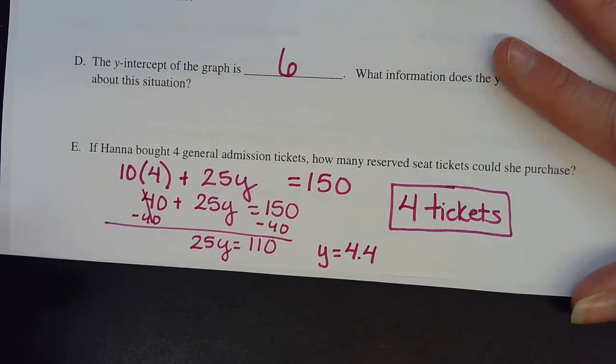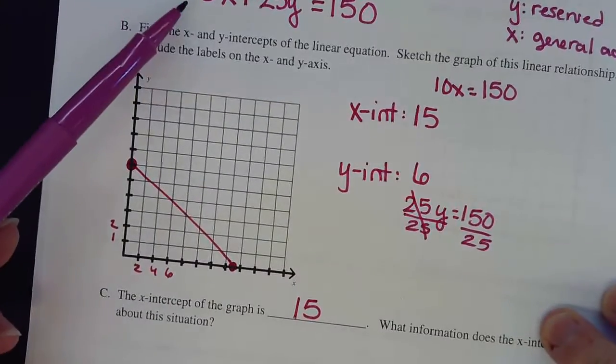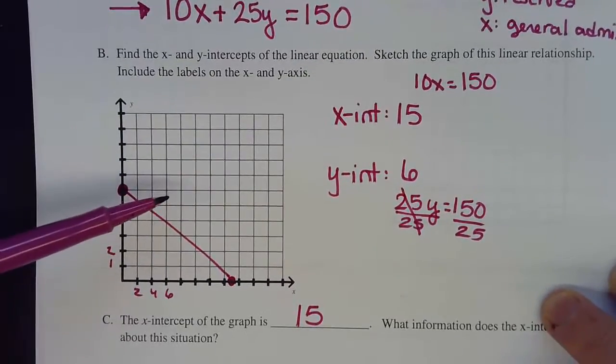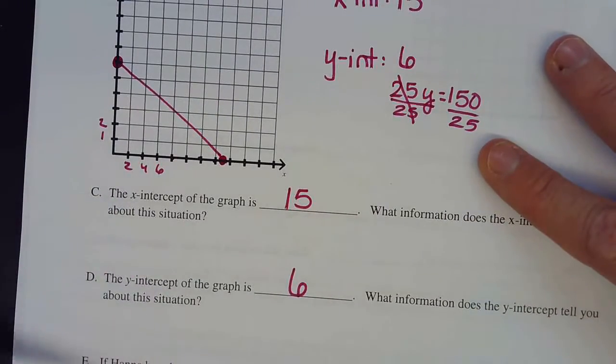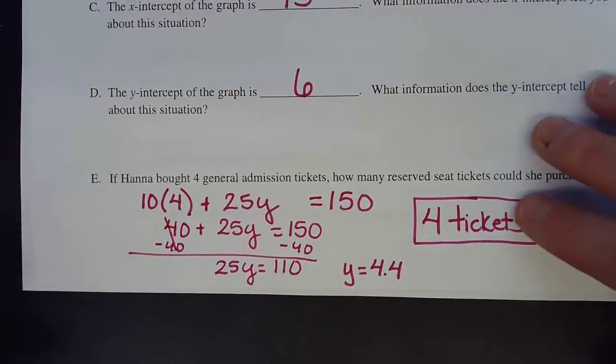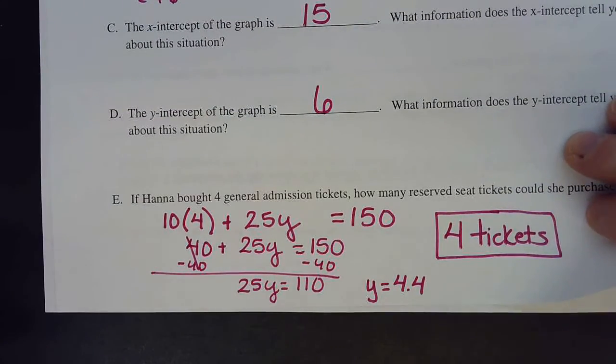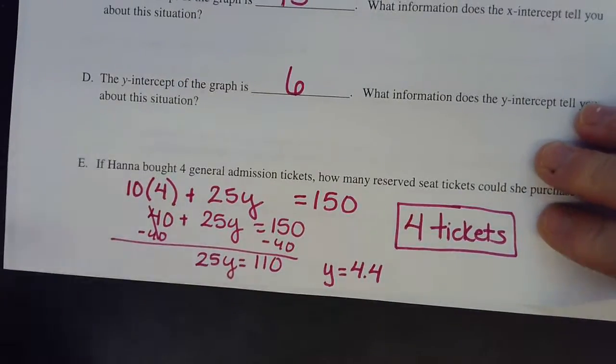The only thing is, A, we wrote the equation out. B, you found the intercepts. C and D, you just used the intercepts. E was the only one that I feel like you really did a story problem with. Let's take a look at another one, and I'm going to see if you guys can write this equation for me.